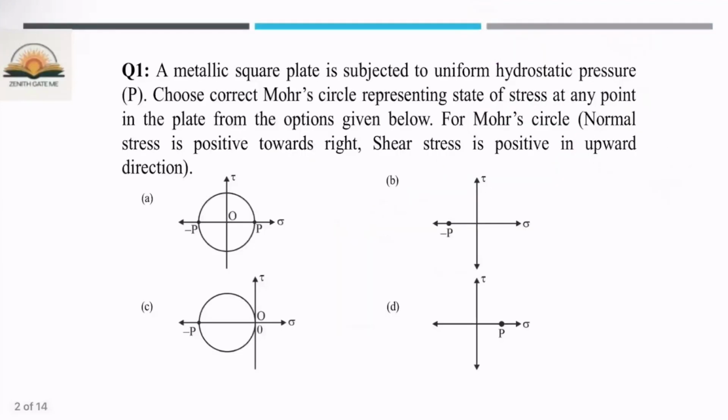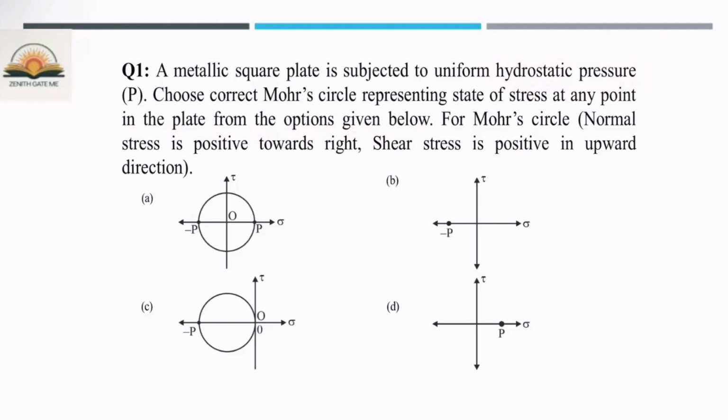So this is the first question from Strength of Materials. What is the question? A metallic square plate is subjected to a uniform hydrostatic pressure. Choose the correct Mohr circle representing the state of stress at any point in the plate from the options given below. Okay, so the 4 options are given. You have to identify which one is the correct representation of the Mohr circle for the hydrostatic pressure condition.